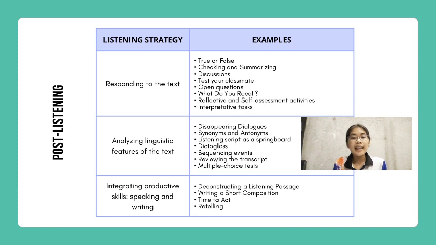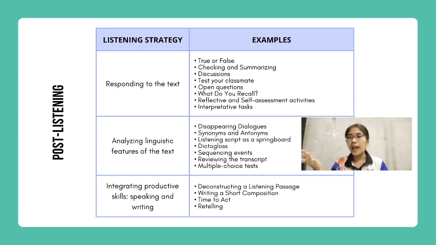For the strategy of analyzing linguistic features of the text, the students will not just analyze the content of the listening task, what they listen to, but also the linguistic features of that text. And for that strategy, the examples of activities is first, disappearing dialogues. So in this activity, the students can develop their critical thinking skills, because as the name suggests, disappearing dialogues, some part of the dialogues are erased.